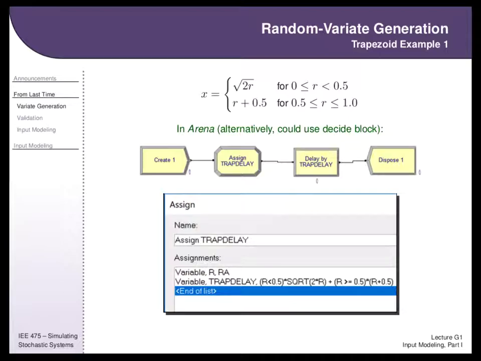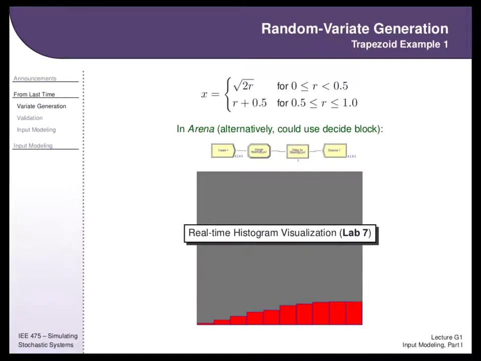And if I do that, now that you've seen in lab 7, there are these visualizations. Well, there is a histogram visualization inside Arena, and I can actually say, show me a histogram of trap delay, and as the simulation runs, it will collect all of the trap delays that were generated and show you a histogram. It's not a great visualization, it's just meant to kind of spot check things. You wouldn't put this in a report, but you can see it also has that nice trapezoidal shape. So this is how you implement that in multiple ways, all roughly the same.